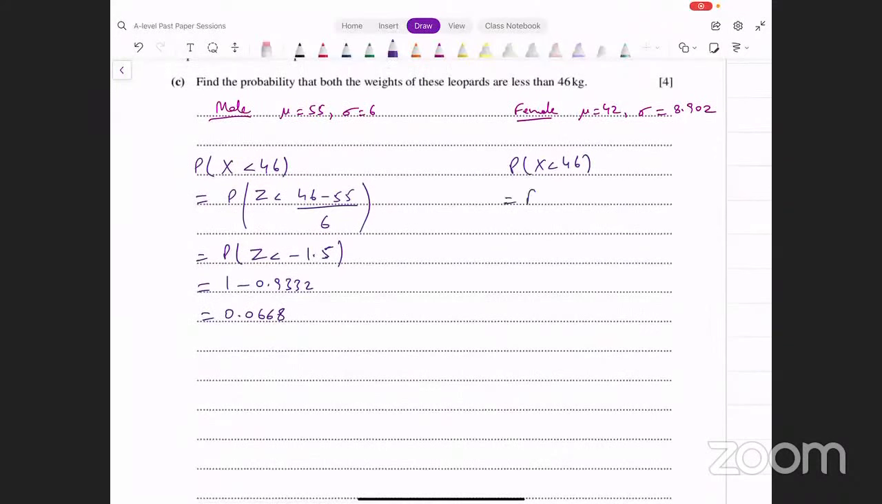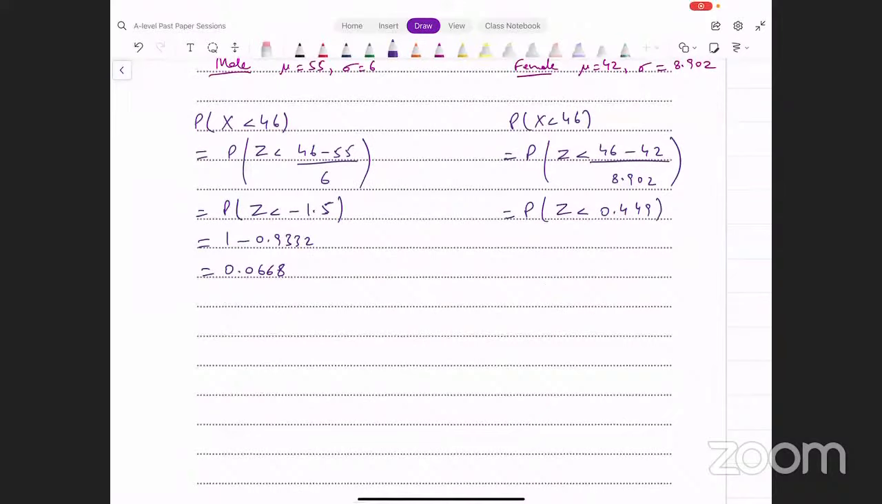इसमें probability कैसे आएगी? Again, z में convert कर लें. Z less than 46 minus 42 divided by 8.902. What does that give us? Z less than 4 divided by 8.902. And this is 0.449. आगे 333 आ रहा है, but we only need 3 decimal places for z. यहाँ पे जाके रुक जाए.